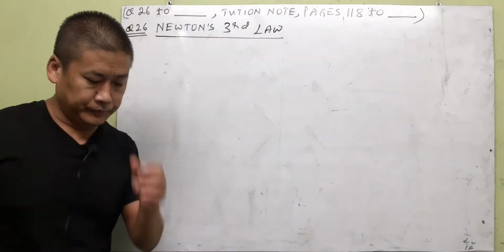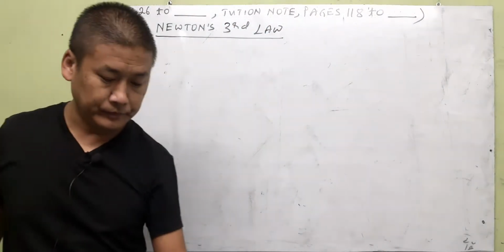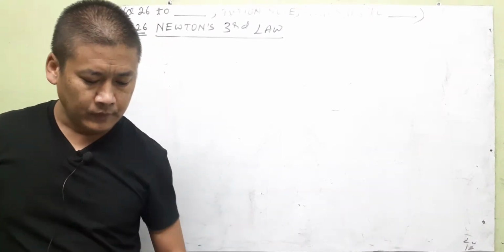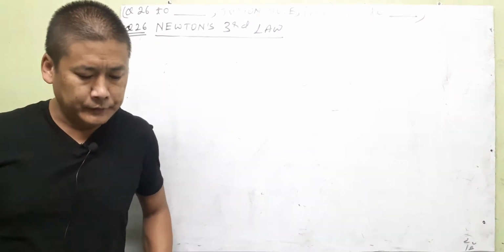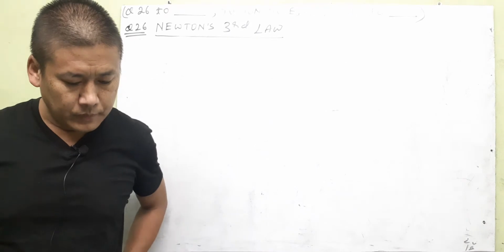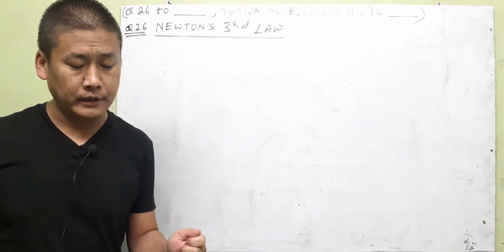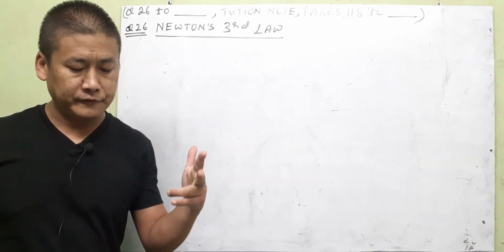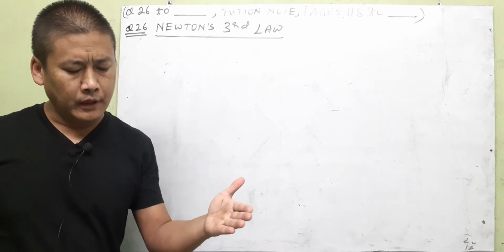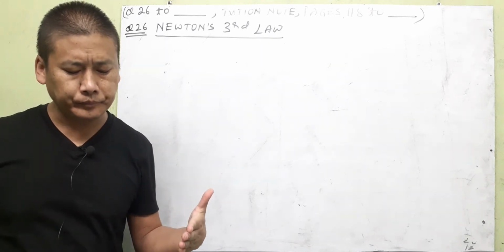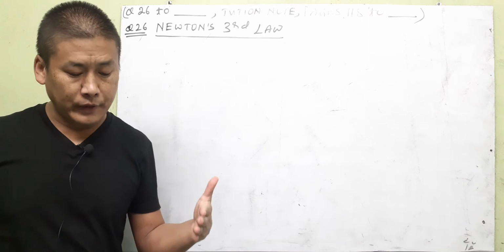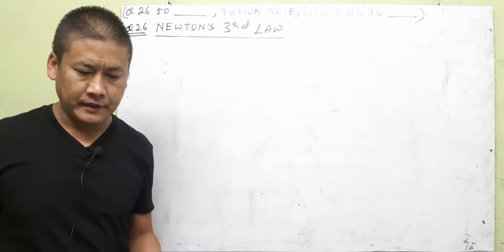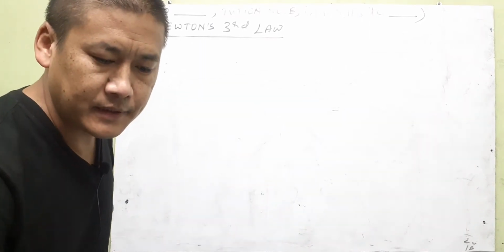So let us read here. I'll read the answer for us. Page 118, tuition note. Newton's third law of motion states that when a body exerts a force on another body, means there's two bodies involved here, the second body will instantaneously exert an equal and opposite force on the first. Okay, so what does that mean is simply this.